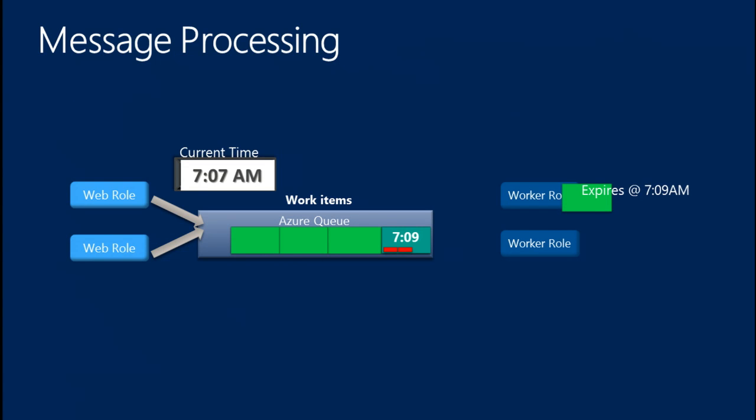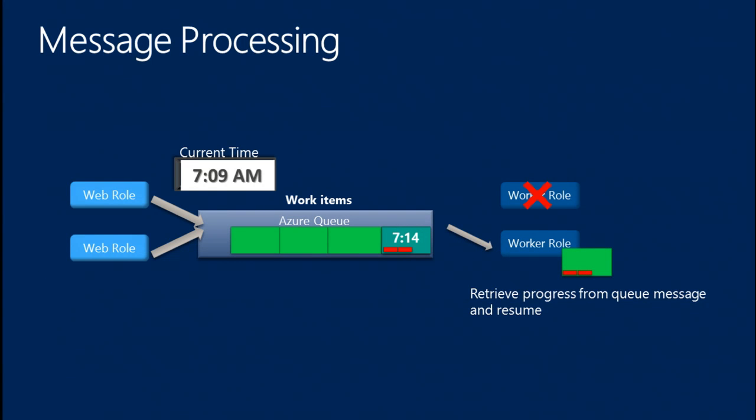Now, we move on, 7:07, something terrible happens, my server sets on fire, something bad happens, and this role falls over. Okay, so 7:09 comes around, and this message, with its updated state, now becomes visible again in the queue. So worker role 2 is able to download this and resume from basically the same point as the first worker role without duplicating that effort. And again, we haven't lost any sort of transaction here, right? We're going to make sure at the end of the day, all of our documents have been processed.